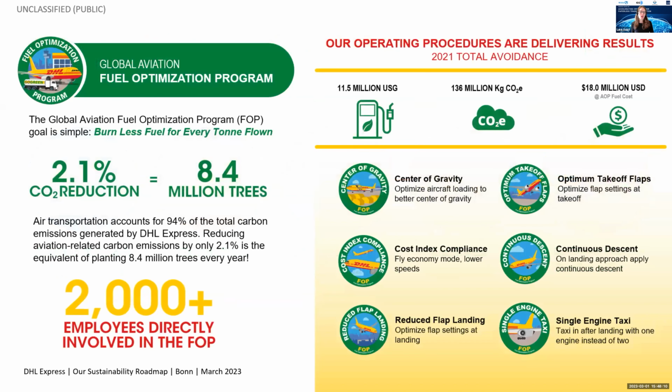This is an overview of our fuel optimization program that I mentioned earlier and the 2021 results. Unfortunately, I cannot share yet the 2022 results. They will only be published on the 9th of March. So in 2021, the program resulted in fuel savings of 11 million gallons or 43 million liters of fuel and thus 136 million kilograms of CO2e. And to put that into context, one tree can absorb on average 25 kilograms of CO2 per year. So to reduce only 2.1% of our aviation emissions, we would need 8.4 million trees.